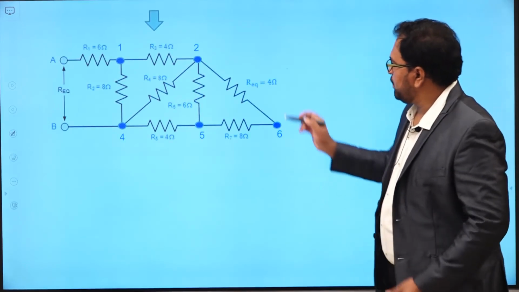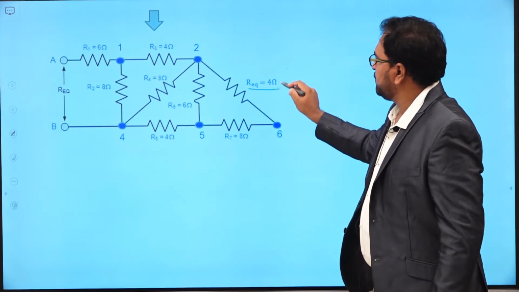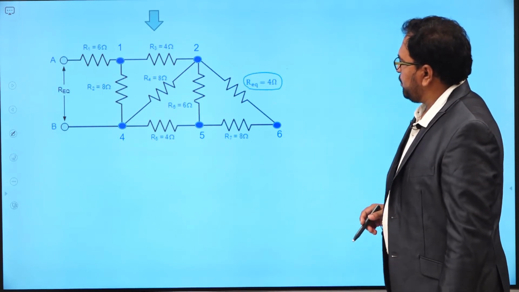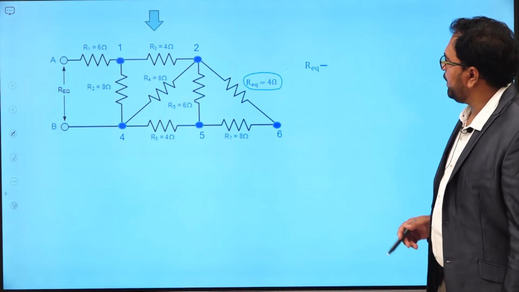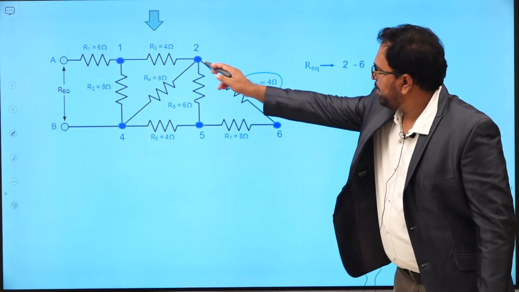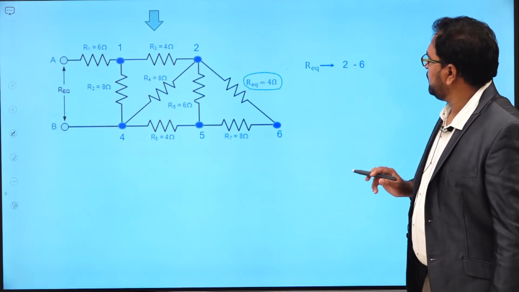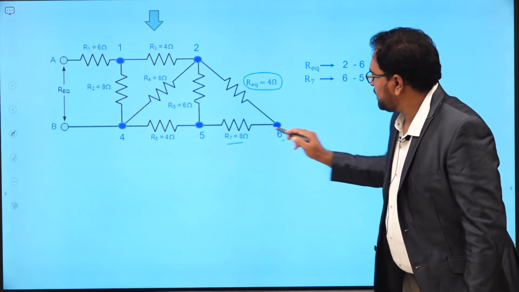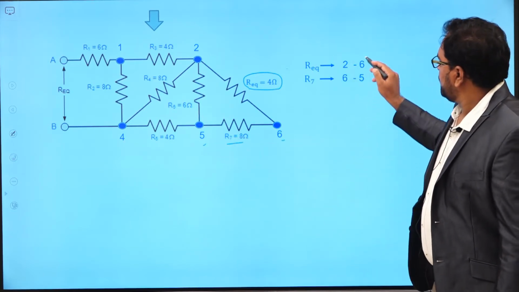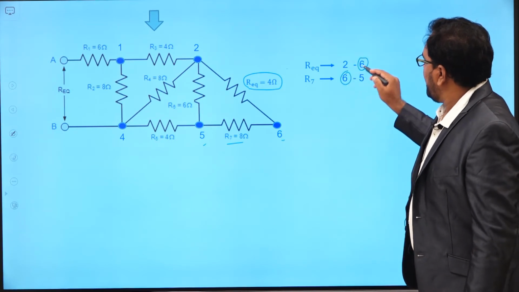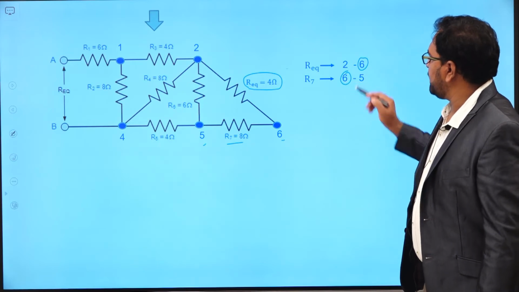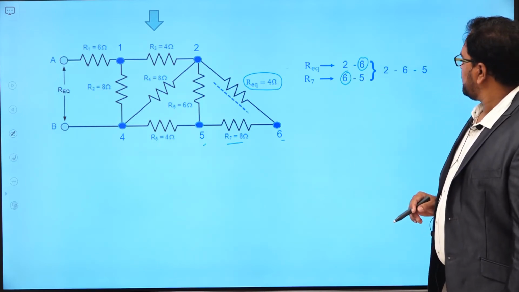So, instead of those 2 ohms, you have placed a single resistance of value 4 ohms. In this circuit, now if you observe here, this R equivalent is connected between 2 and 6. And what about R7? R7 is connected between 6 and 5. So here the ending node or ending terminal of R equivalent is same as the starting terminal. That means these two are in series.